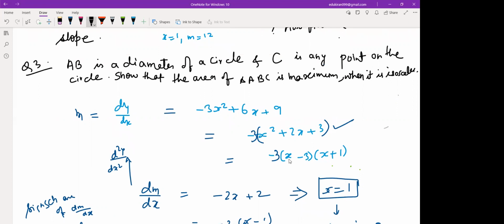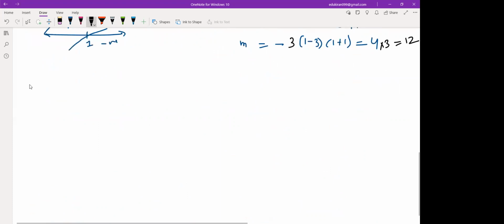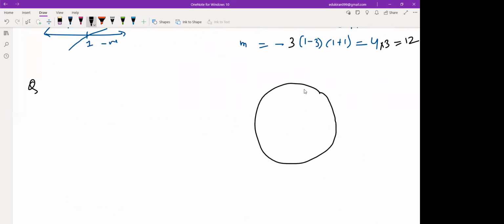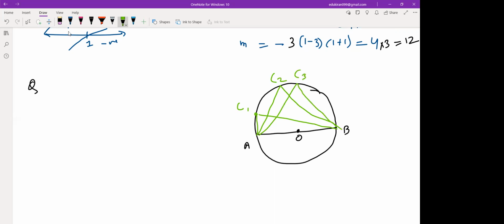AB is a diameter of a circle. Let C be any point on the circle. Show that the area of triangle ABC is maximum when it is isosceles. So if you take a circle and there is a diameter AB passing through the center, then there can be many points on the circumference. Suppose you can take C1, C2, C3, many points are possible. So out of all these triangles which are getting formed, it is being said that the triangle which is isosceles has the maximum area.